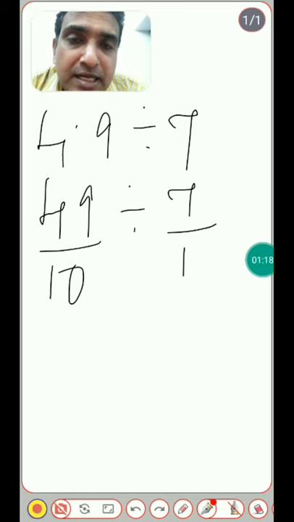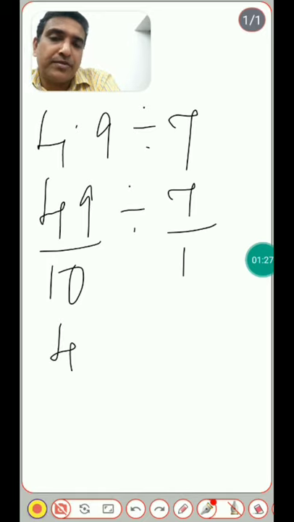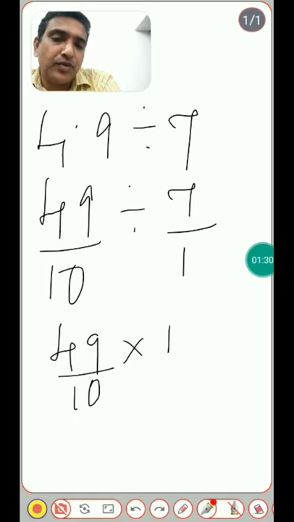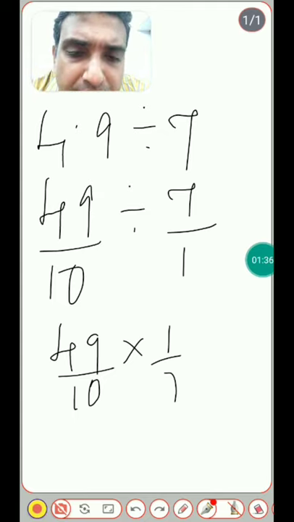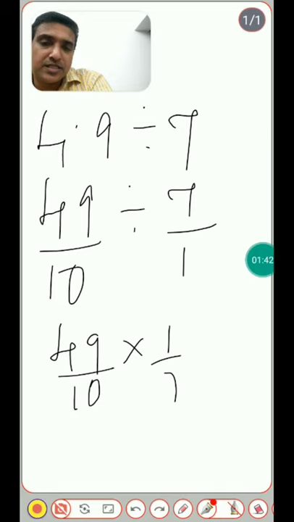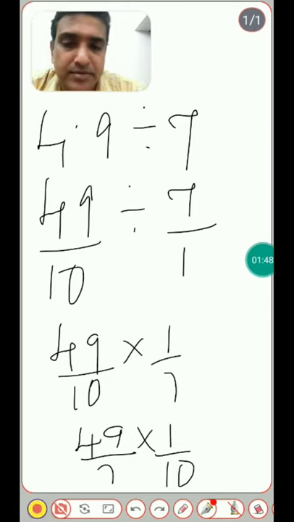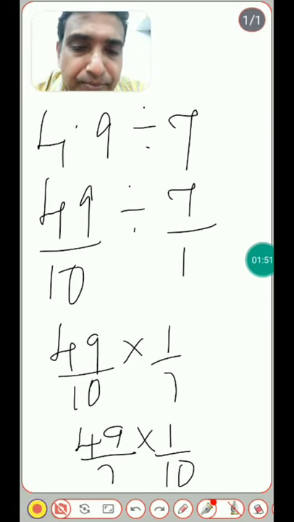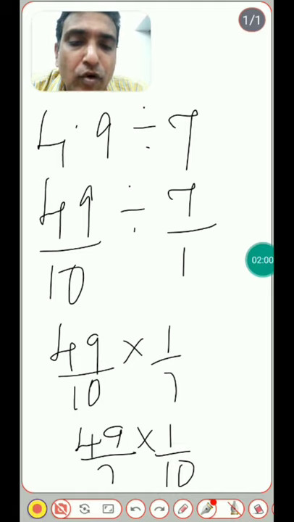So how will you divide the fractions? The second one, we have to multiply it by writing the reciprocal of 7 by 1. So 49 by 10 into 1 by 7. Here you can exchange 10 and 7 mutually, because it's a division, multiplication. So this means 49 by 7 into 1 by 10. Both are correct. Clear? So 10 and 7 are interchanged. Now, complete 49 divided by 7.